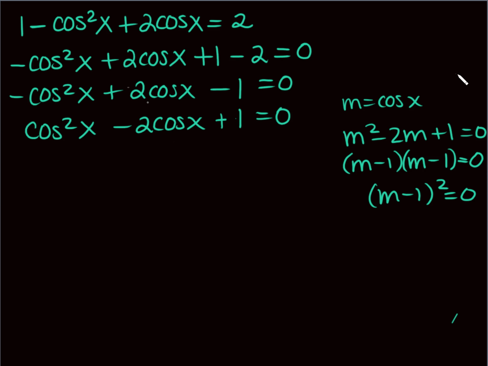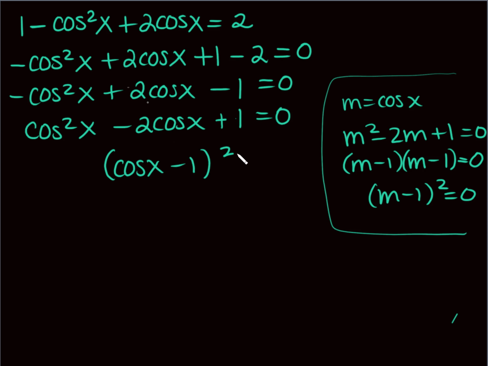So I can do some of this side work. You don't have to do this side work. If you can see that this is going to factor into cosine of x minus 1 quantity squared equals 0, more power to you. You are welcome to go just to this step. If you get to this step and you're not quite sure what to do, go ahead and make that substitution. Let m equal cosine of x and then see what happens. Maybe some good things will happen.